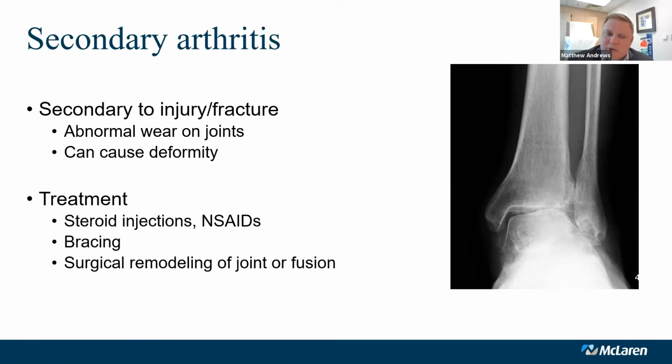Treatment, again, is very similar. We can sometimes get away with steroid injections. Bracing may be appropriate. Oftentimes, these do become a surgical problem just because of the abnormal mechanics of the joint. So anything that we do from a surgical standpoint, we want to restore the stability of the joint, but then also oftentimes get rid of that painful bone-on-bone interface and either replace the joint or fuse the joint.